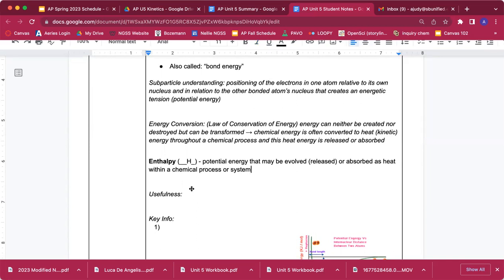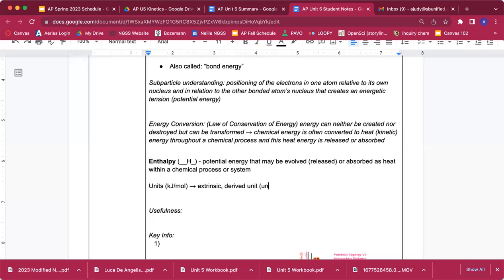And why do we like this? Oh, and by the way, the units for this tend to be in kilojoules per mole. So it is an extrinsic property that is dependent on the amount. Notice it is a derived unit, which means it can become a unit conversion in the future by moles. So we're going to eventually tie this in with stoichiometry. Things to look forward to.